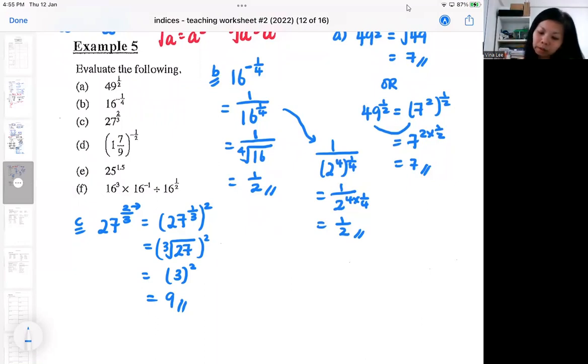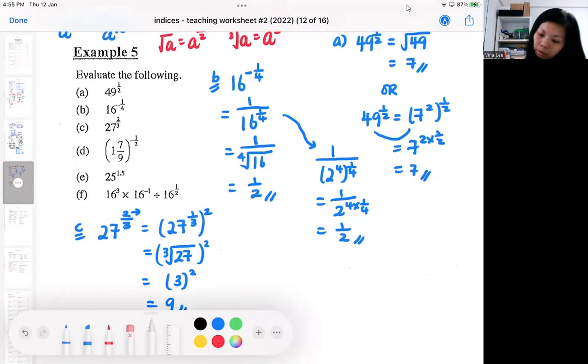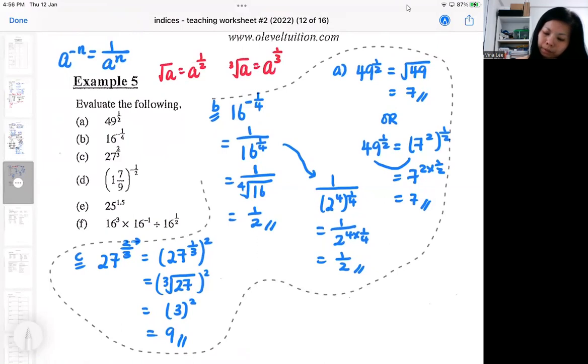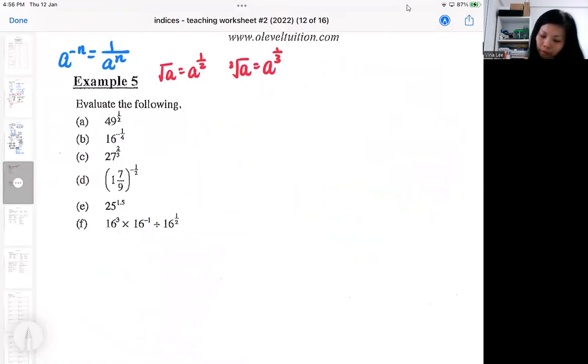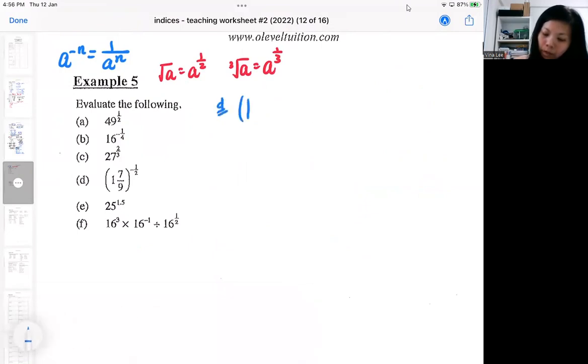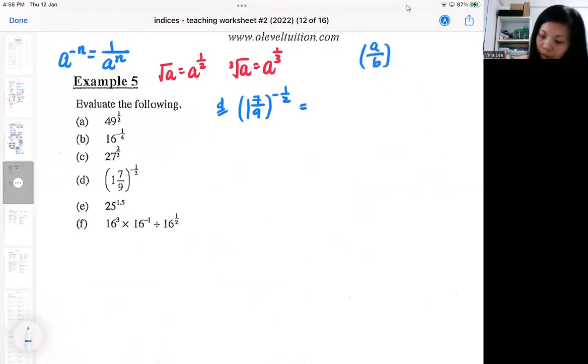Okay, so I'm going to erase this part. For D, I'm dealing with a negative power again. So let me erase everything here first. Make sure you have copied. So if you do your part D, it's a mixed number. The negative is for a fraction. So I'll be using rule number 8 to get rid of the negative.